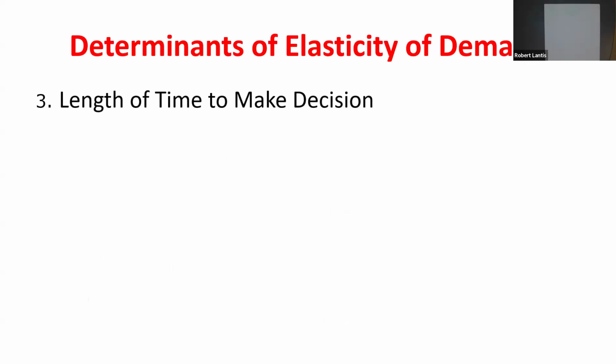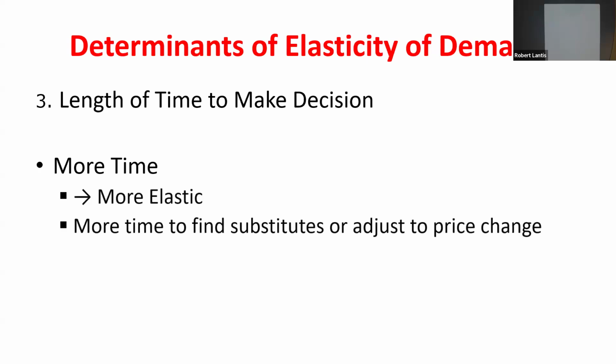The last one I want to go through is the length of time to make a decision, and we've got some good examples for this one. The one I always use: if I'm thinking about going somewhere for spring break, and I was thinking about it last fall, if I have 6 months to make this decision, what can I do over those 6 months? Every day, check to see what flight prices are, right? I'm going to be very responsive because I've got a lot of time to find the lowest possible price. So if I have more time to make a decision, it's more likely I can find available substitutes. We said if we have more substitutes, we're going to be more elastic.